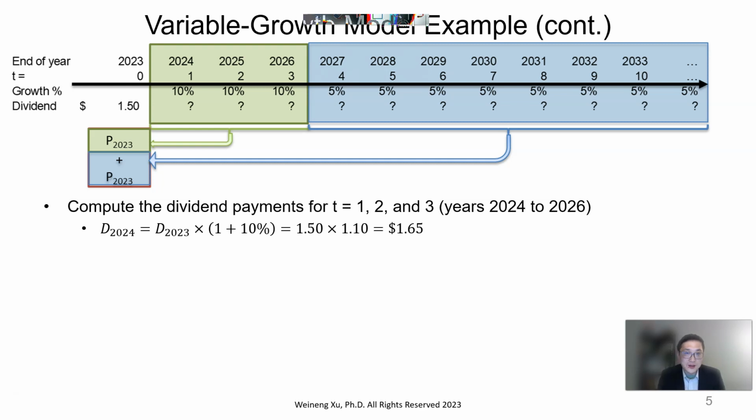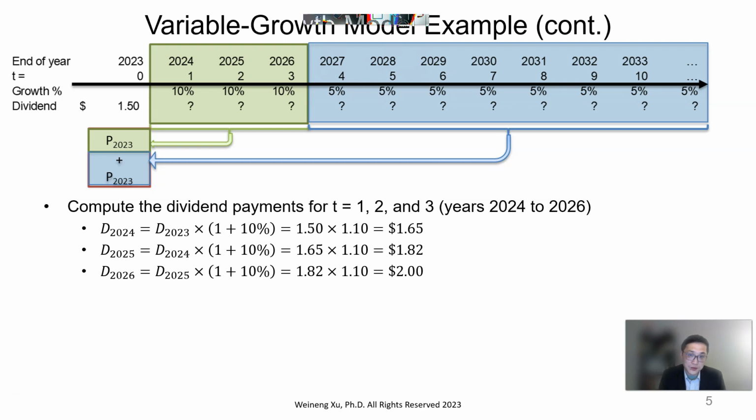For example, since the question tells you that the dividend for 2023 has been $1.50 with a growth rate of 10%, you should easily get the dividend for the next year will be $1.50 multiplied by 1 plus 10%, which is $1.65. And then subsequently, you got a dividend for 2025, which is just 10% more than the dividend for 2024, and so on and so forth.